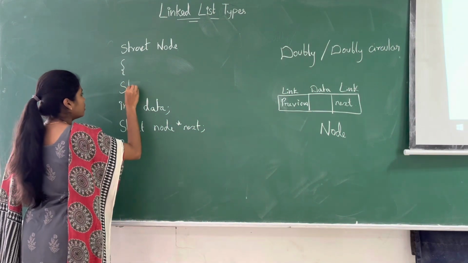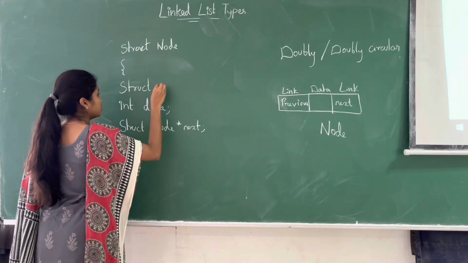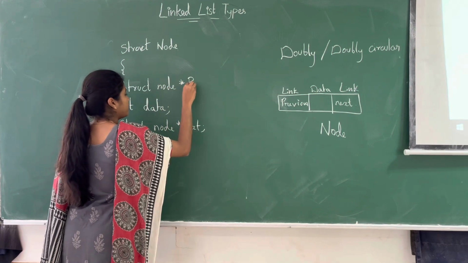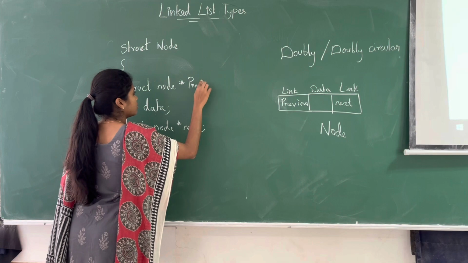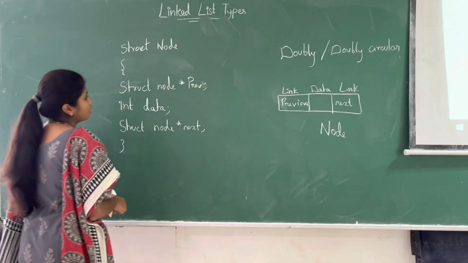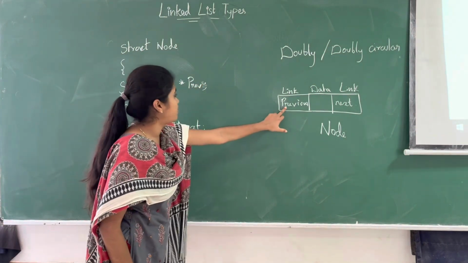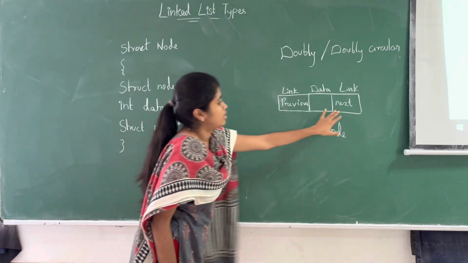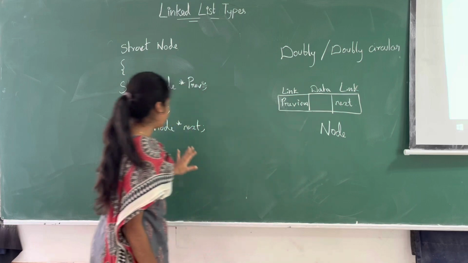So, struct node previous. This part is represented here. Then comes the data part. Then this part which contains the address of the next node.